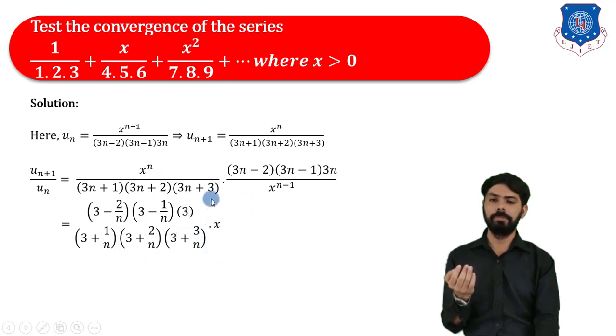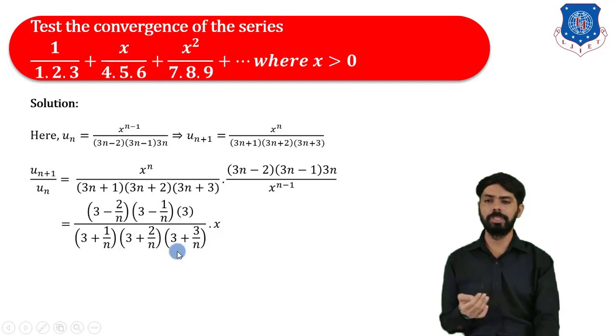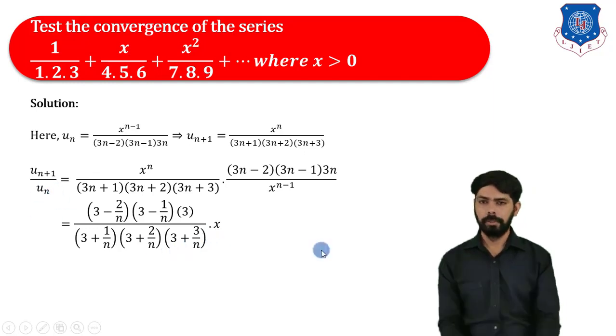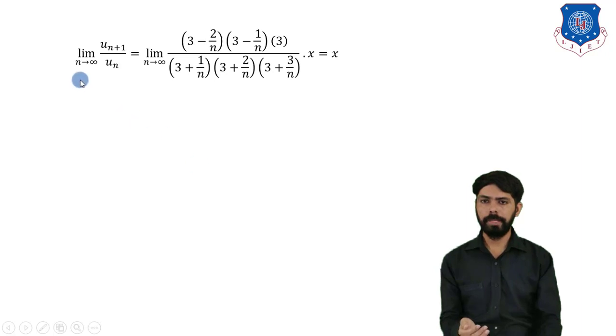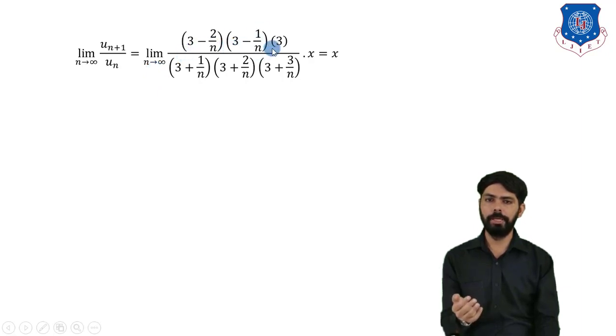So here x raised to n minus 1 can be written as x raised to n into x raised to minus 1. So x raised to n cancels out. So 1 divided by x raised to minus 1 will be x. So this is un plus 1 divided by un. Now we will find out the limit as n tends to infinity of un plus 1 divided by un. So it will be limit n tends to infinity of 3 minus 2 divided by n into 3 minus 1 divided by n into 3, divided by 3 plus 1 divided by n into 3 plus 2 divided by n into 3 plus 3 divided by n, into x.